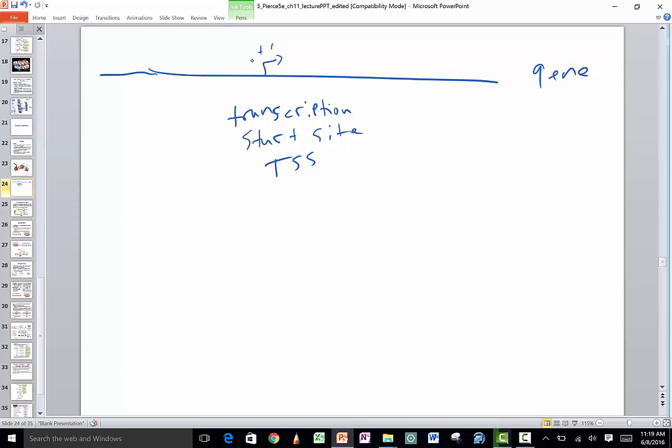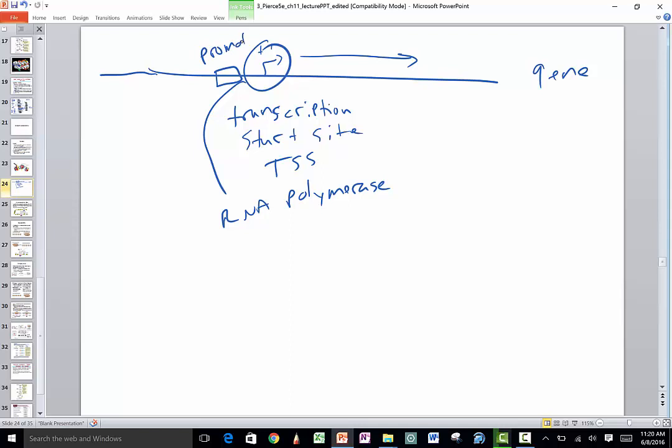And if we're going to transcribe this gene, we need RNA polymerase. We're going to talk about this more in the next chapter. The way that RNA polymerase finds that starting point is there are sequences near the gene called promoters, and then enhancers, which can be farther away. And there are other proteins that bind onto these enhancers, and proteins that bind onto the promoter, and all of these proteins have to bind in order to transcribe the gene.